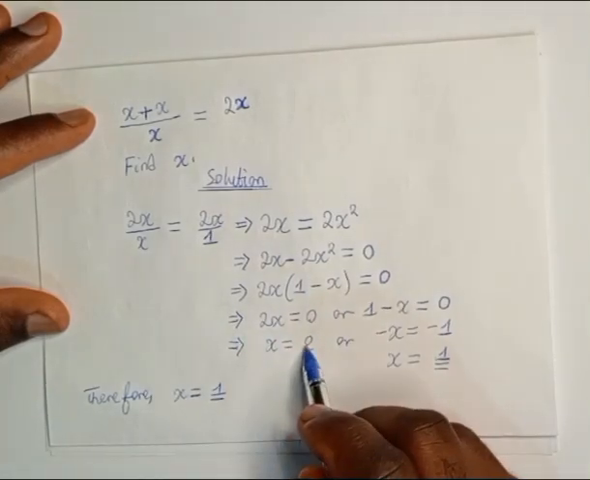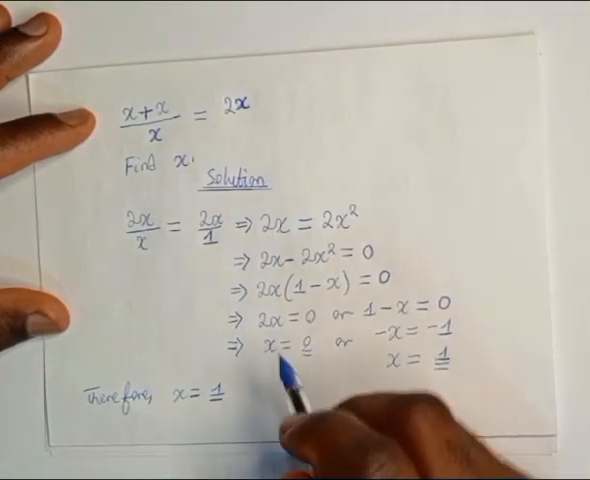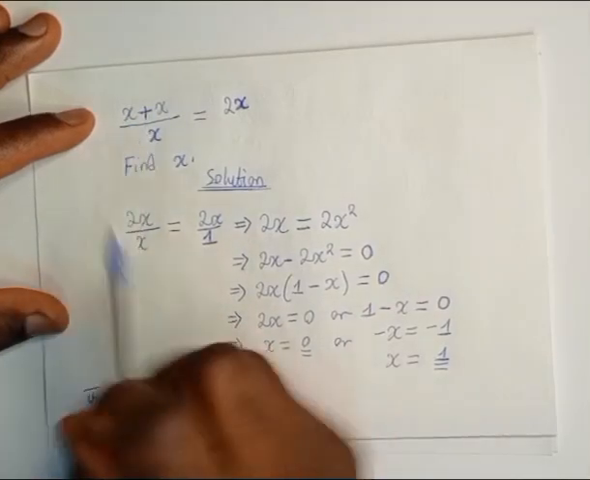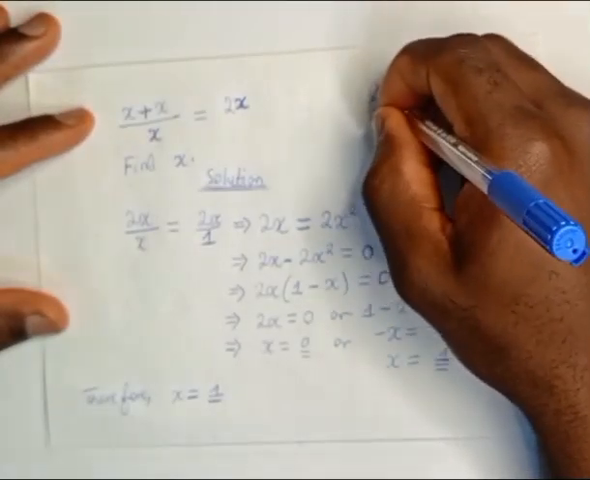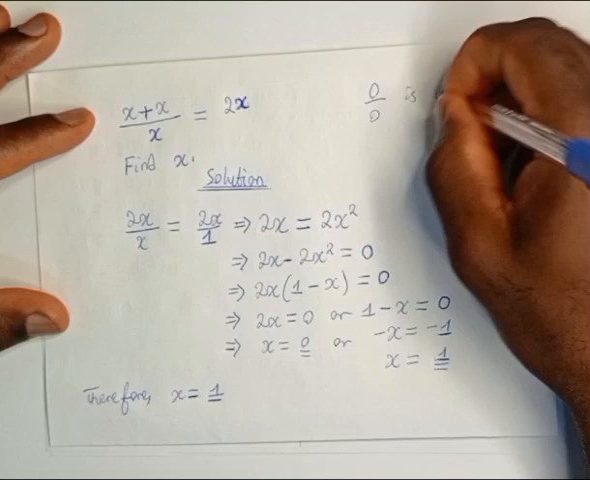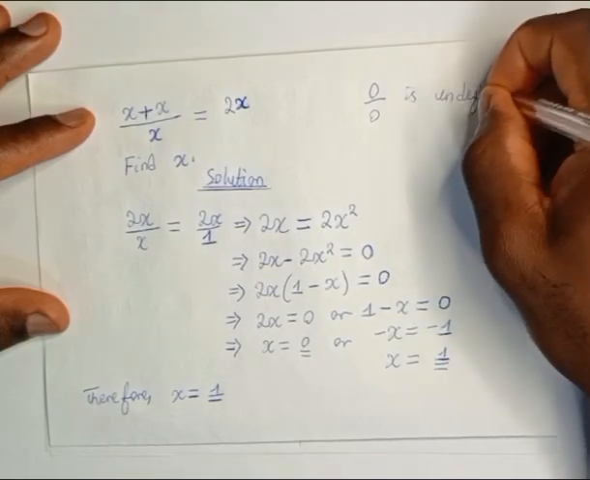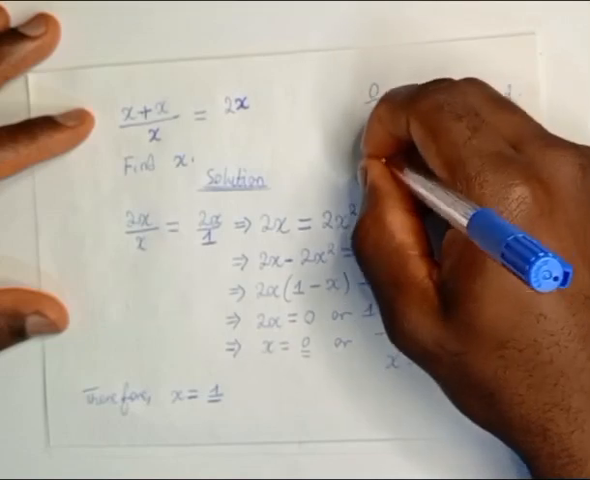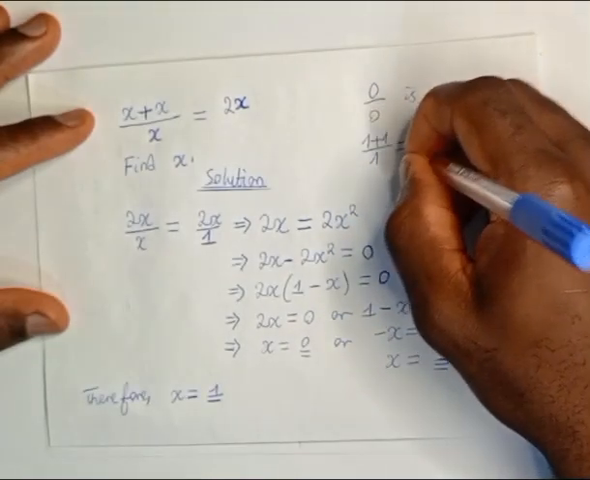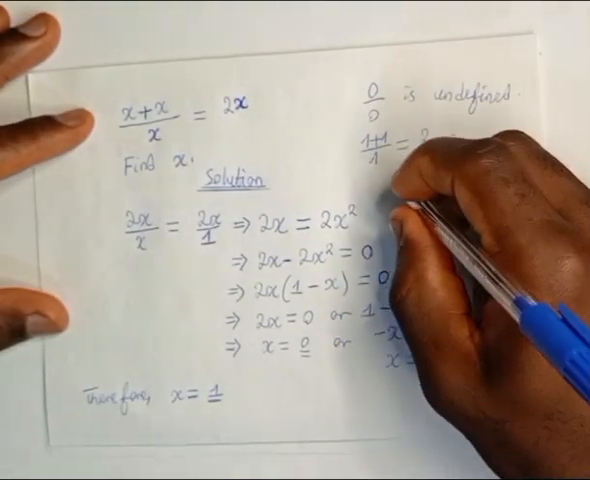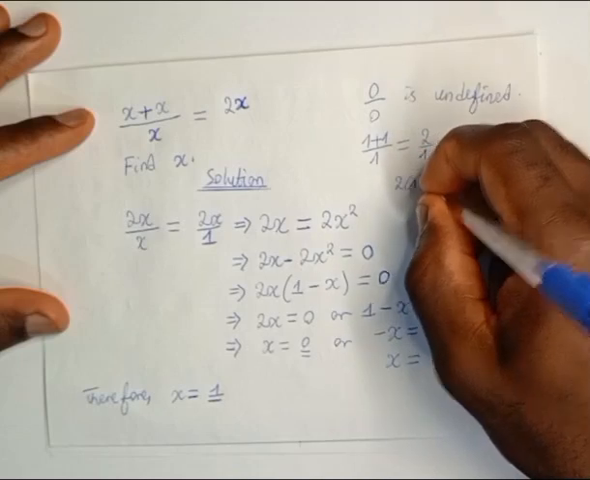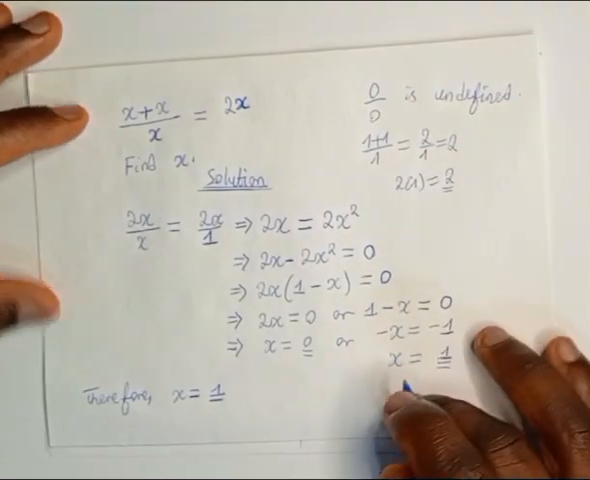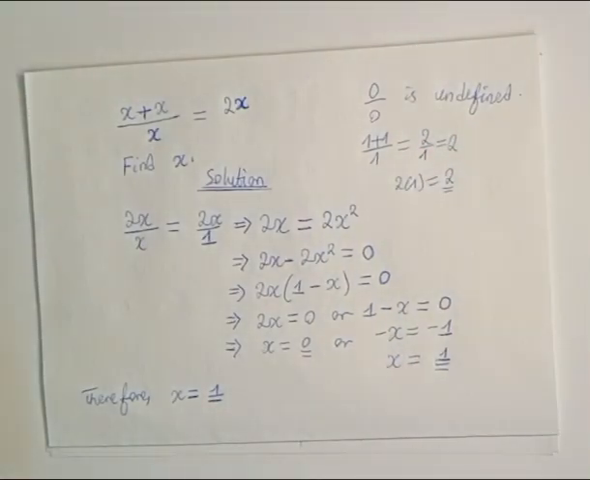We are going to discard x equal to 0 because when you insert x equal to 0, this will give us 0 over 0, which is undefined. If you put x as 1, 1 plus 1 divided by 1 is simply equal to 2 over 1, which is 2. And 2 over 1 is the same as 2 times 1, which is 2. Therefore, x is equal to 1. We are done with the solution.